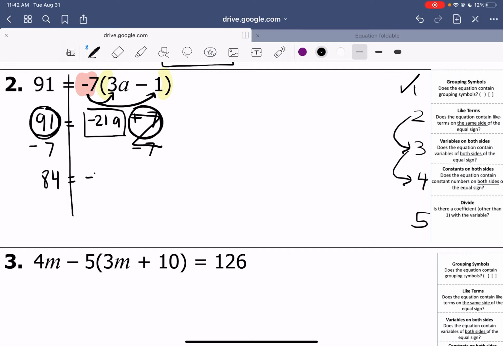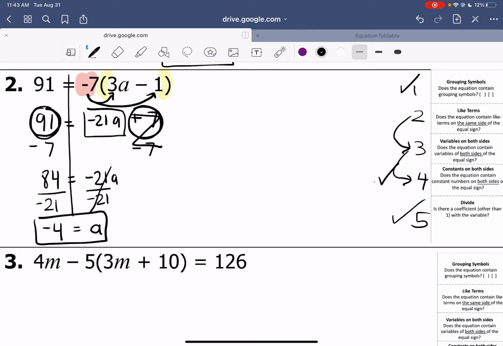And then we have negative 21a left on the right. So we did our constants on both sides. And our last question, is there a coefficient other than 1 with the variable? Our coefficient is negative 21, so we're going to have to divide both sides by negative 21. Negative 21 divided by negative 21 is just 1, so we're left with a on the right. And then 84 divided by negative 21 is a negative 4. So that would be our answer there.